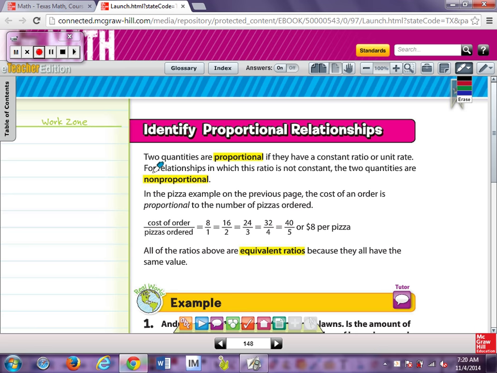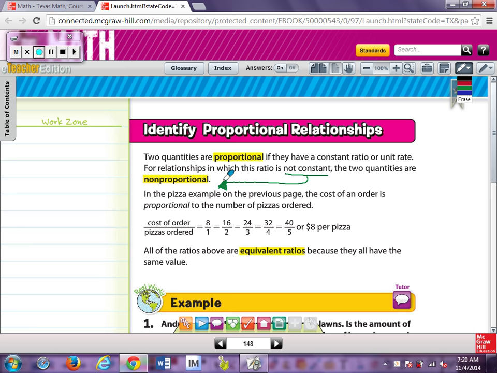However, for relationships in which this ratio is not constant, and this is just as important to know, the two quantities are non-proportional. You might have something that's increasing by 1 or 2 amounts, or 3 or 4, something that's not the same every single time for every single amount. And we're going to discover what that means in just a second.